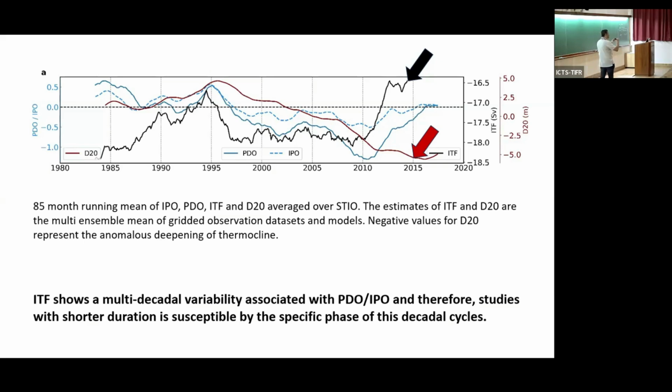D20 is the depth of the 20 degrees Celsius isotherm, so basically the depth of the thermocline. When more warm water is there, the thermocline goes down, so the D20, that means the thermocline depth, becomes deeper. But the thermocline continues to deepen, whereas the ITF actually weakened. So my point of interest is somewhere here: why that decorrelation happened. Earlier the Pacific was well connected with the Indian Ocean through the ITF, the Indonesian throughflow. But after 2010, something happened so that the correlation did not work out well.